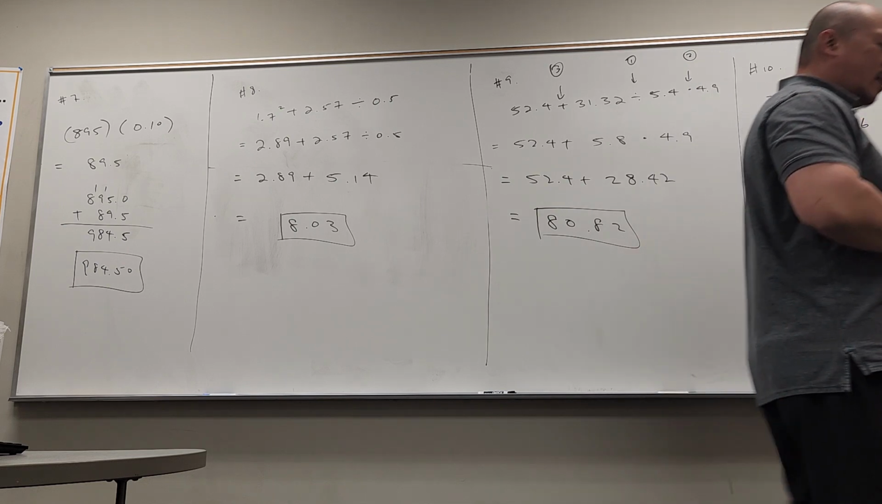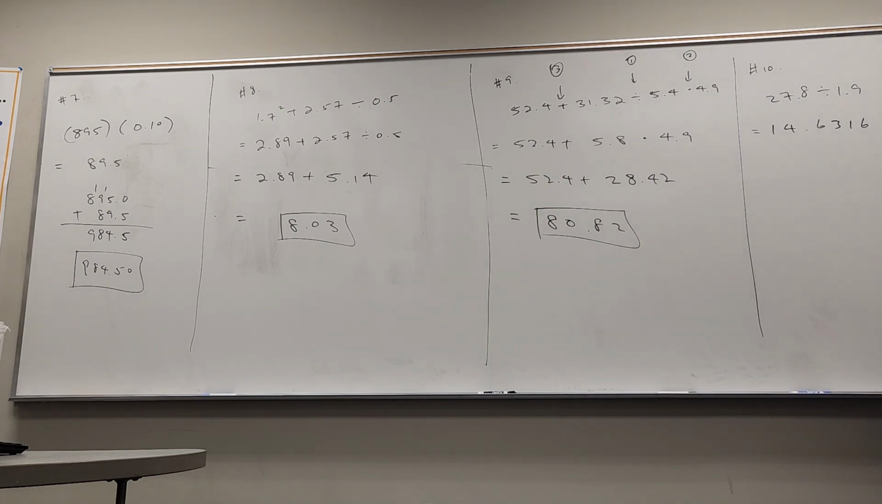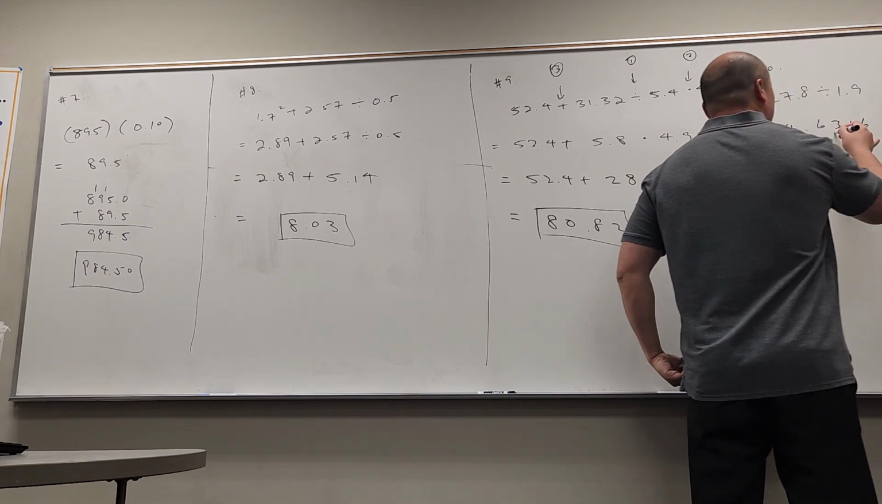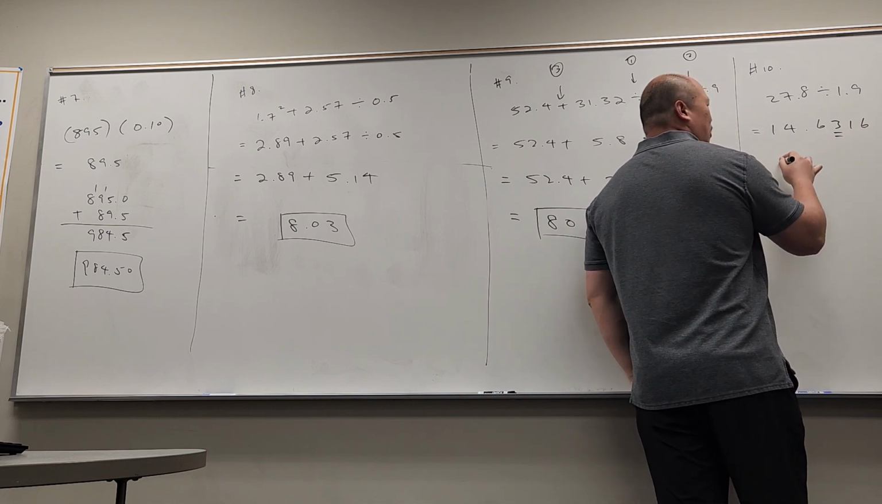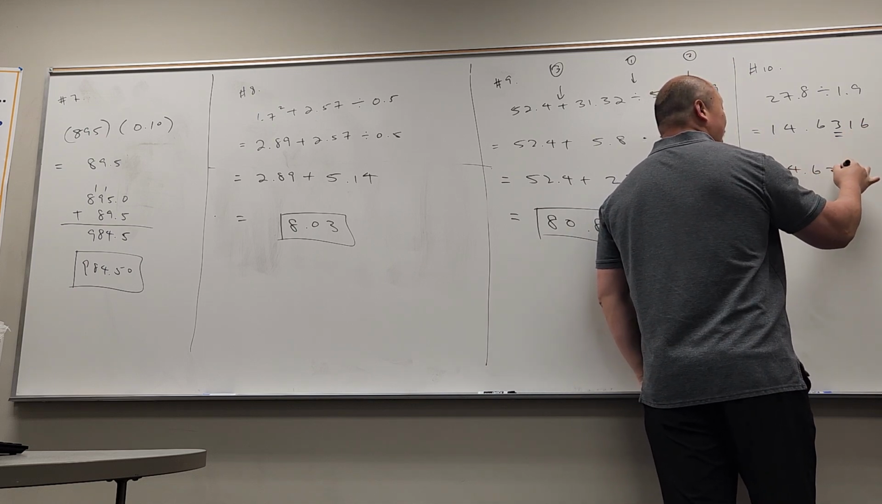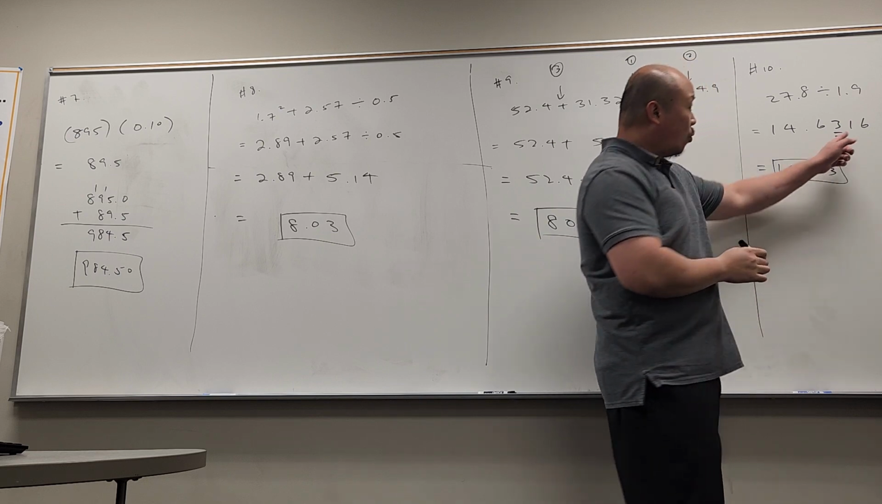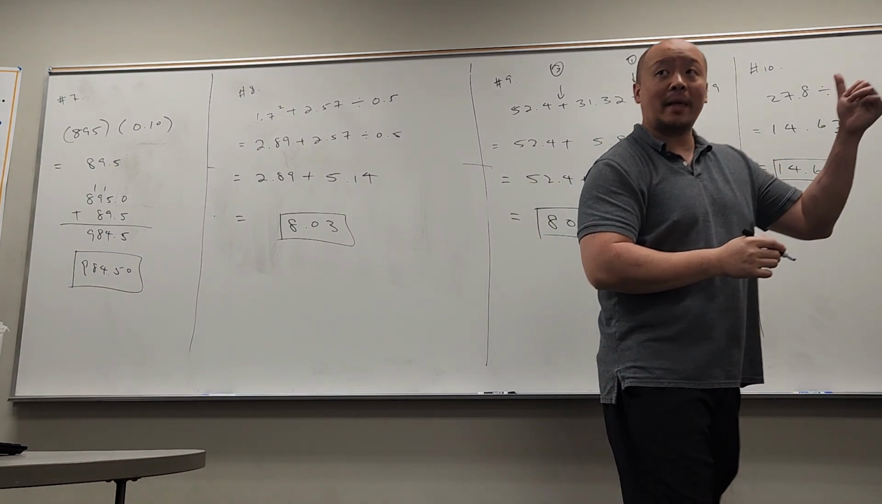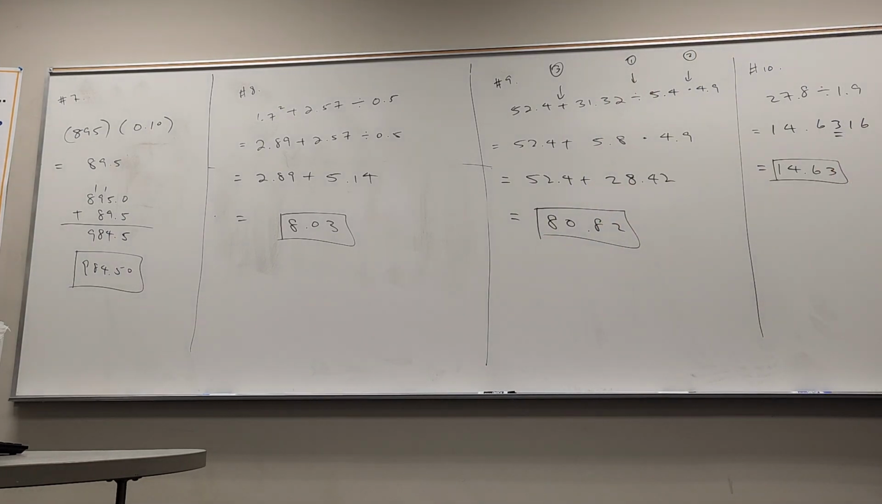I have 14.6316 basically. And then if you look at what they want you to do, they want you to round to the nearest hundredth. So hundredth is 2 decimal places. That's right. So that will be 14.63, because this one right here will not make the 3 go up more. It will just keep it the same.